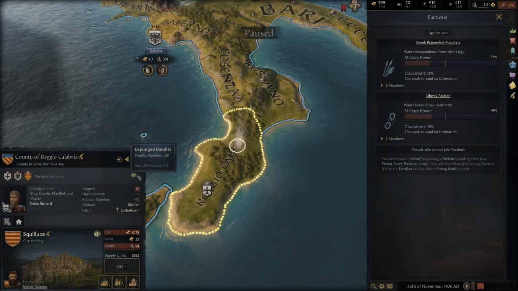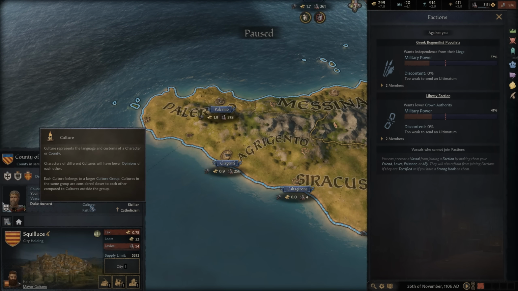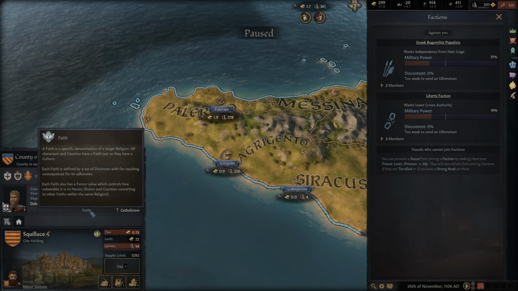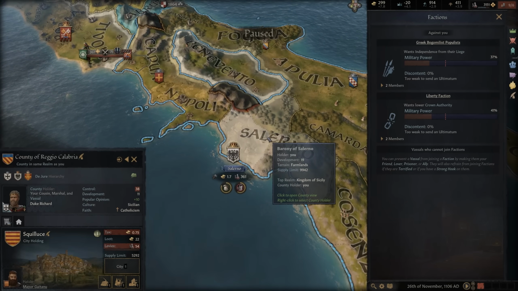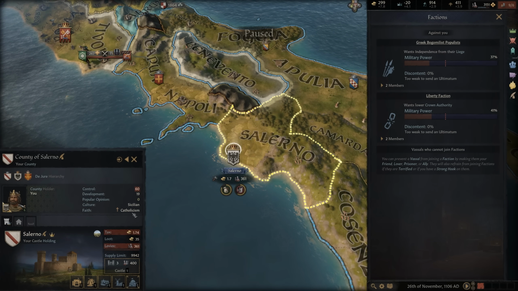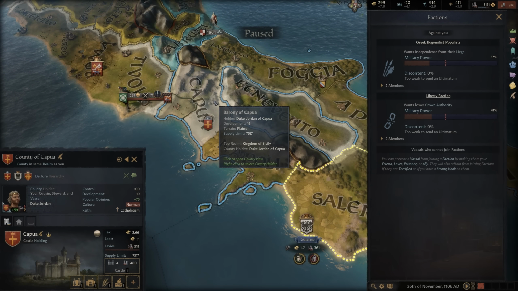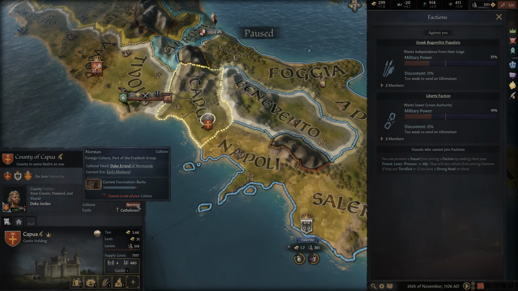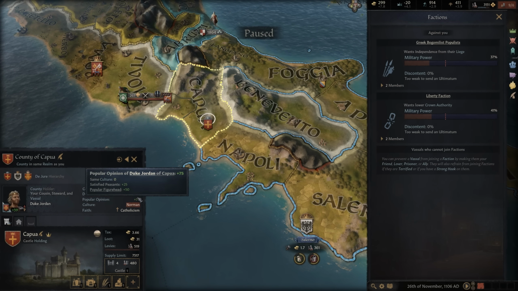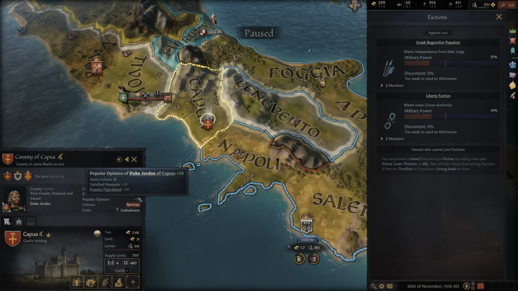And your popular opinion can be hindered by your culture and your faith if it conflicts with the ruling culture and faith. So for example, I am Sicilian and Catholic. But if I click over here to Capua, well, I'm not Norman anymore. So it does kind of affect things, but you can see here, because of the outstanding popular opinion of Duke Jordan, stuff isn't really that drastically affected.